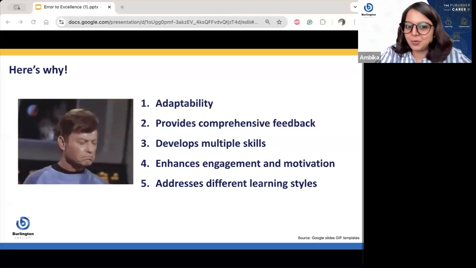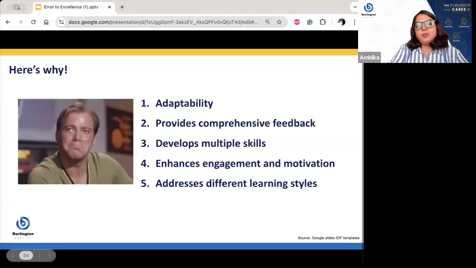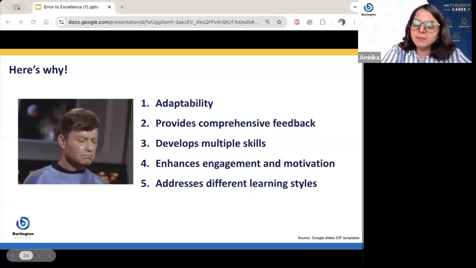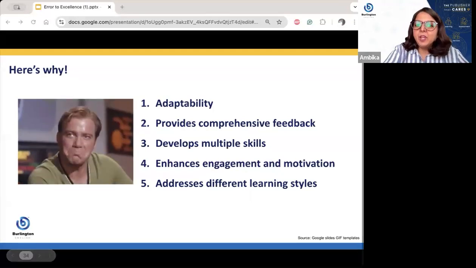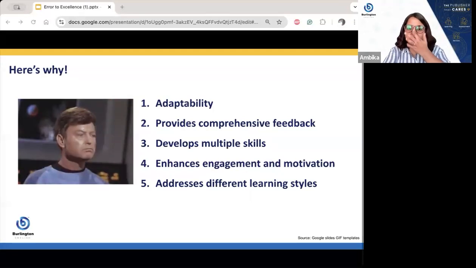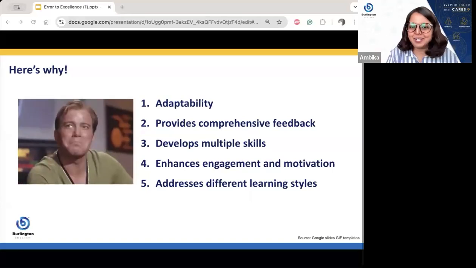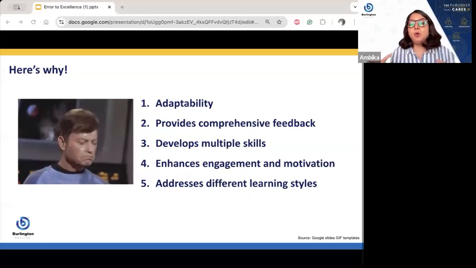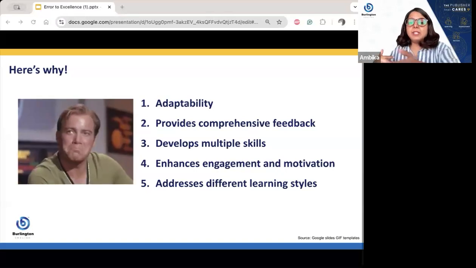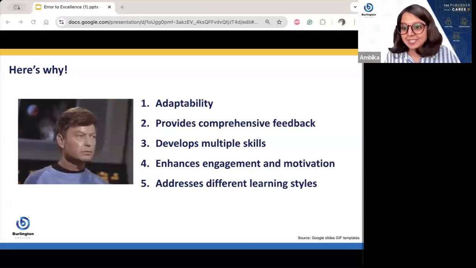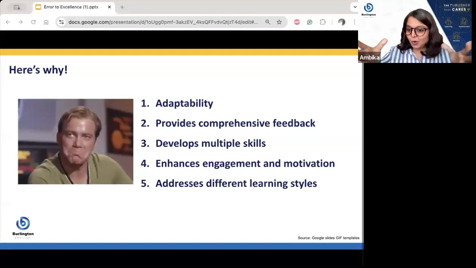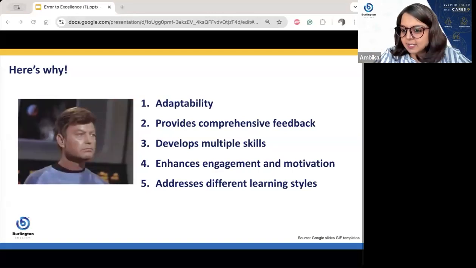And why should we do this? Here are a few reasons why it is definitely important. One, they adapt. For different classroom activities, you can use different ways of corrections. For instance, immediate teacher correction might be more suitable for grammar, whereas peer correction for a group discussion. So you can choose according to your class's context.